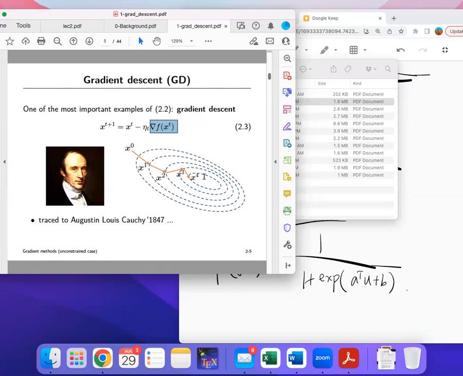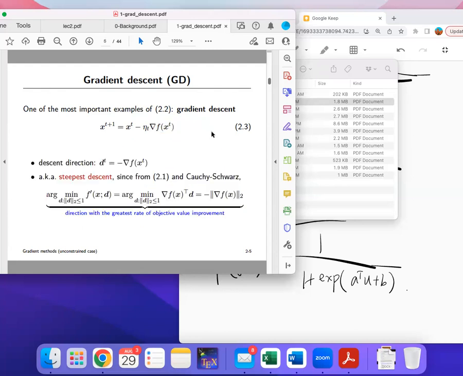Either you can compute them analytically, so you can implement it using Python or MATLAB, or if the function you're talking about is very complicated, like deep neural networks, then there are some software packages that can compute the gradient automatically for you. And in this example, the descent direction is the negative gradient.